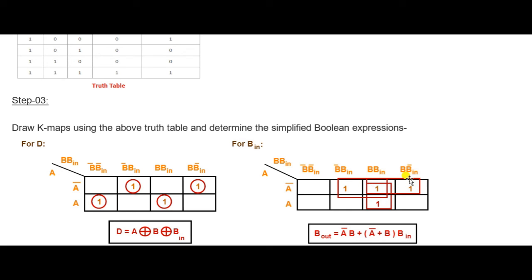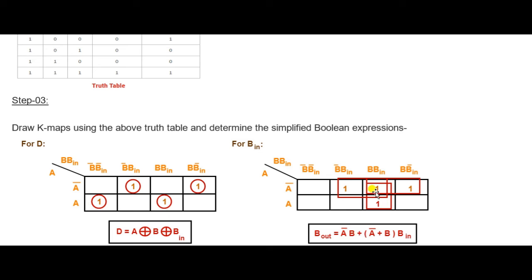This pair represents the product term A bar dot B. This pair is identified by the row A bar and two columns B dot B in and B dot B in bar. Between these two we can easily take B as common. Then we are left with B in plus B in bar. B in plus B in bar is nothing but 1. That's why we have this reduced form of product term A bar dot B.